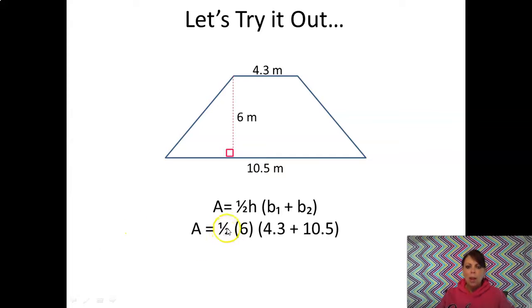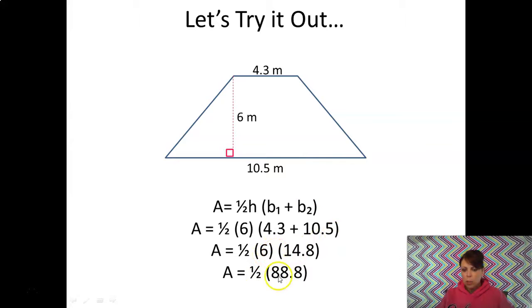So in this instance, again, we're using that formula, area equals half the height times base 1 plus base 2. We've plugged in all the numbers here. Half of the height is 6, times base 1 plus base 2. We're going to add these together, 14 plus 3 plus 10.5. We get 14.8. So half of 6 times 14.8. 6 times 14.8 is 88.8. Multiply that by half, which is essentially just dividing it in two, right? And we get our answer, area equals 44.4.